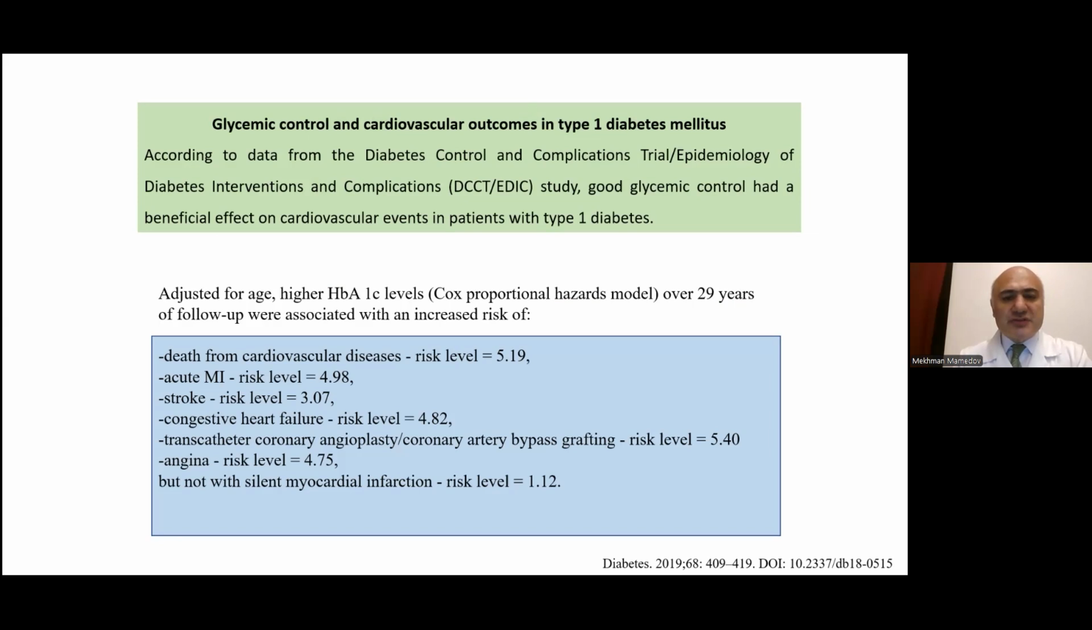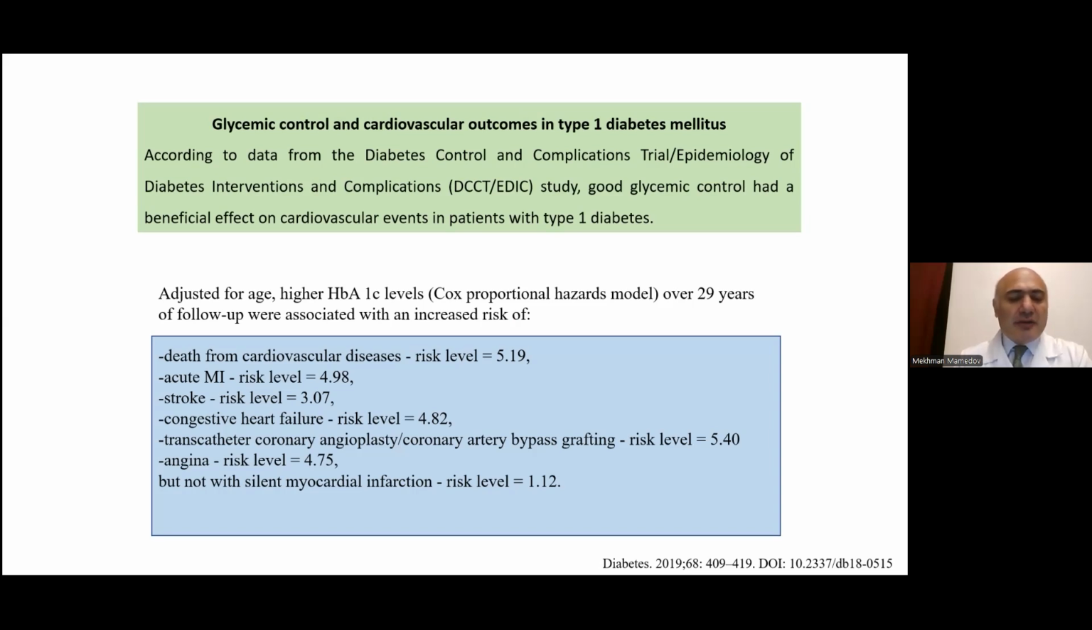According to data from the Diabetes Control and Complications Trial and Epidemiology of Diabetes Interventions and Complications, DCCT-EDIC study, good glycemic control has a beneficial effect on cardiovascular events in patients with type 1 diabetes. Adjusted for age, high glycated hemoglobin levels over 29 years of follow-up were associated with increasing risk of death from cardiovascular disease.